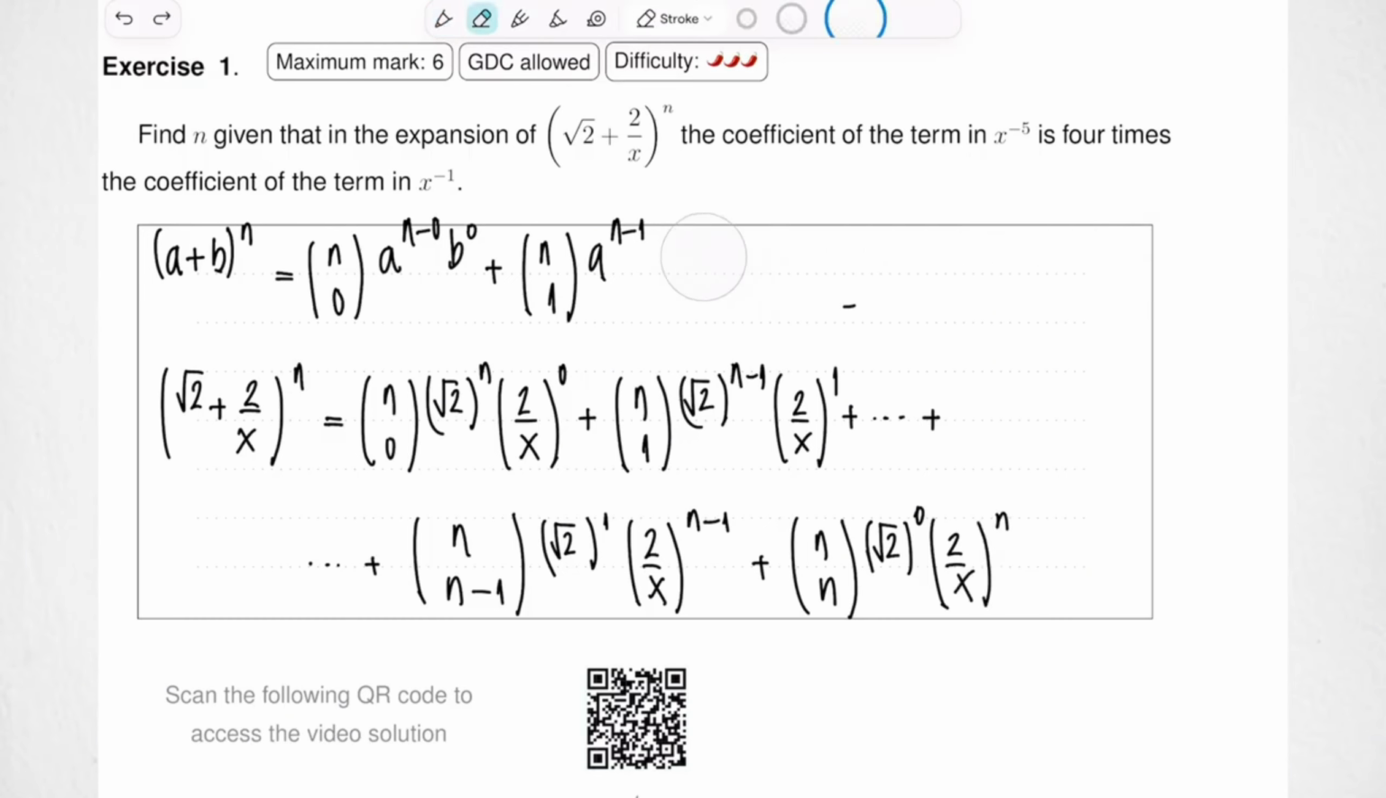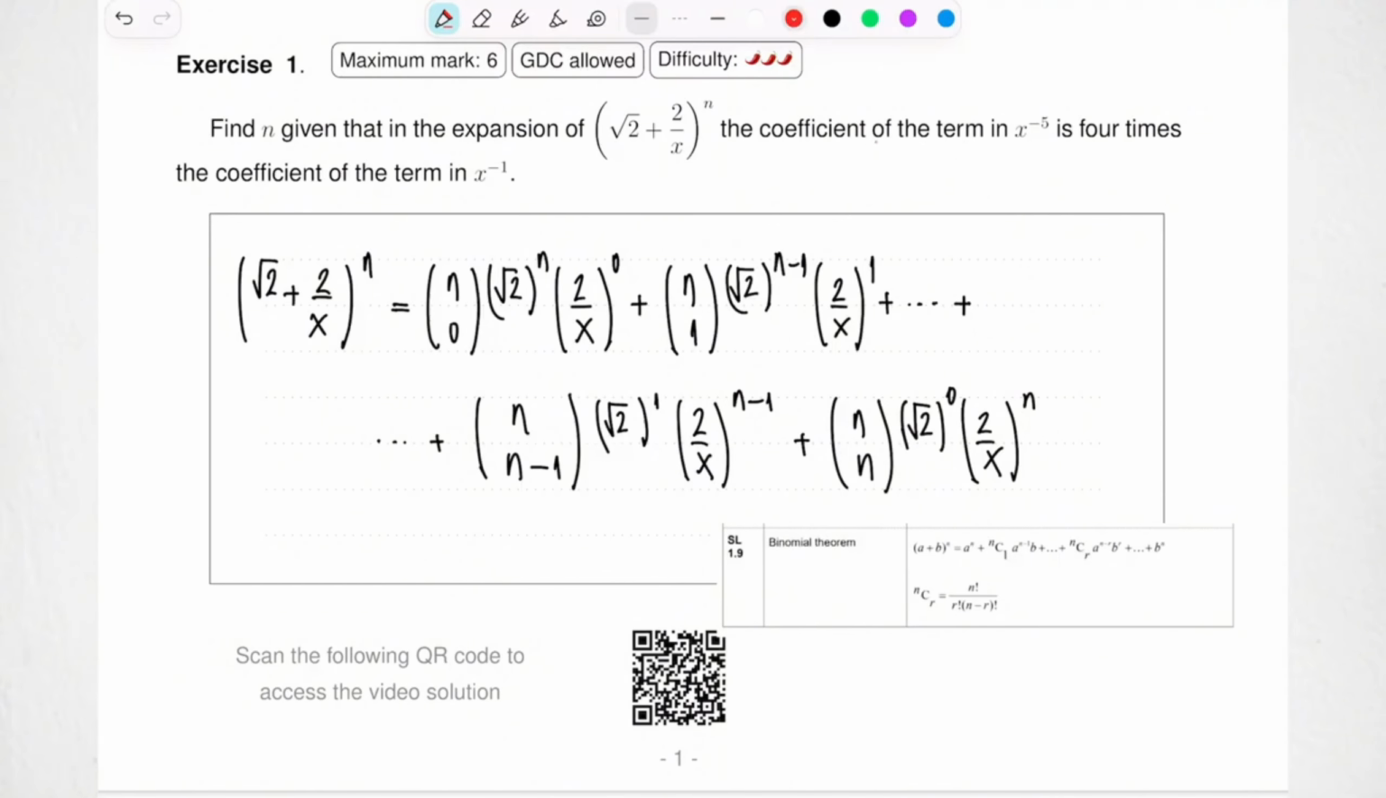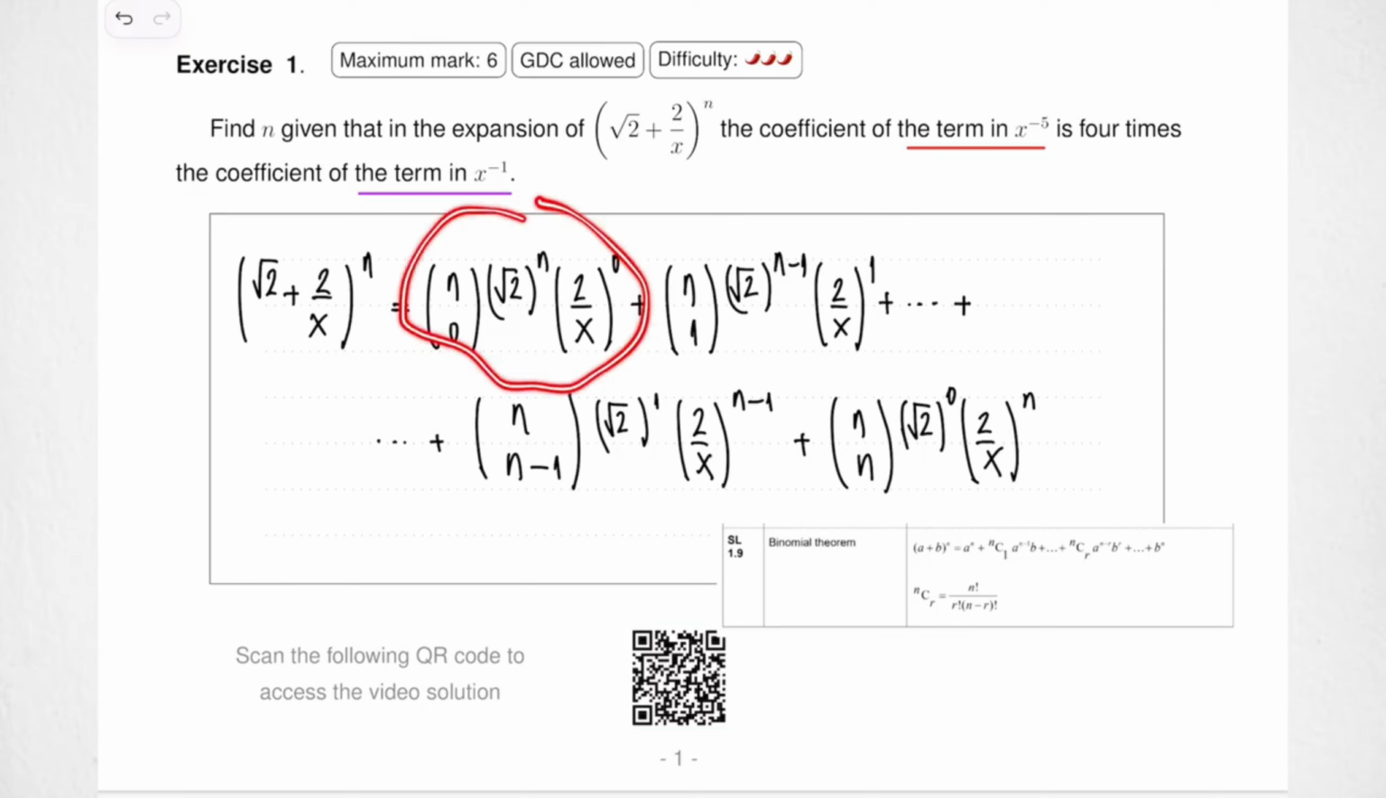Now we can erase this now. And by the way, if you're wondering, you do have that formula in your formula booklet. Here it is. So you don't need to memorize it. Now continuing. We are looking for the term in x to the negative 5 and also the term in x to the negative 1. That being the case, we need to ask ourselves which one of these will produce an x to the negative 1.